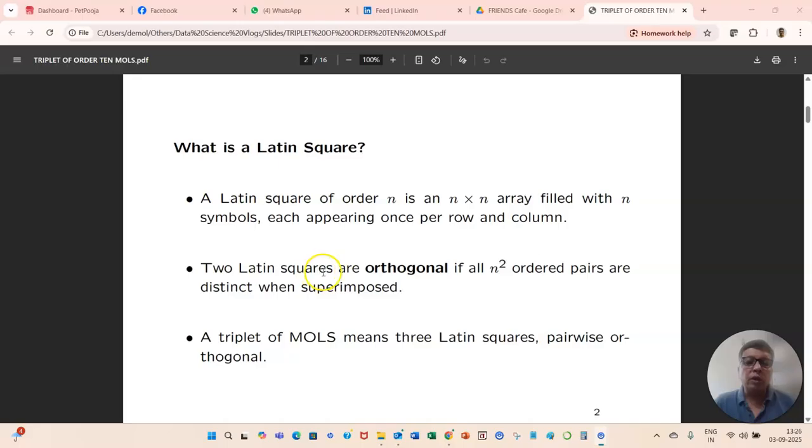Then two Latin squares are called orthogonal if all n squared ordered pairs are distinct when superimposed. When we superimpose two Latin squares of the same size, if all the pairs appear, then they are called orthogonal. And then what is a triplet? A triplet of MOLS means three Latin squares pairwise orthogonal. Every two of them are orthogonal. That's a triplet.